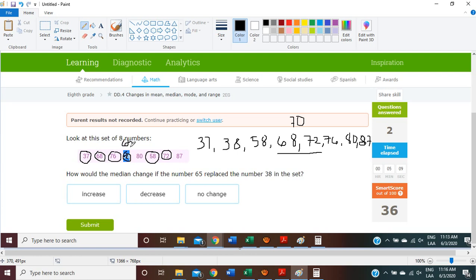So we need to write these numbers again. But guess what? We only need to write until the 4th and 5th numbers. The rest are not very important. So let's start again. So we have 37, 38. Oh, sorry. There is no 38. Now it is 65. So next to 37 is 58.